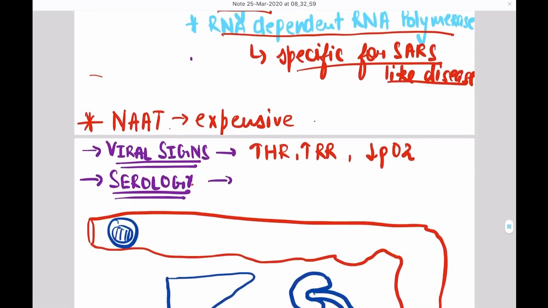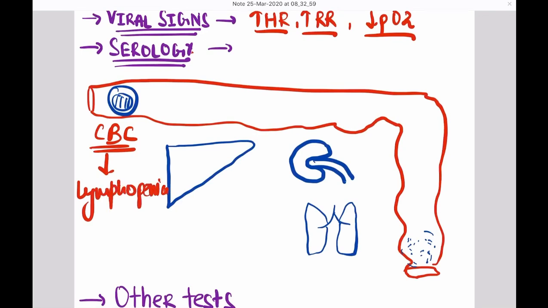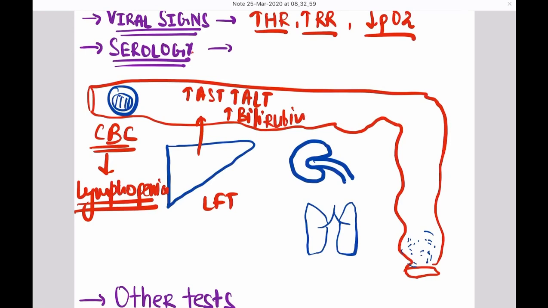The vital signs are the increased heart rate, increased respiratory rate, and decreased PO2. The serological signs: after doing the CBC, we find that the patient is suffering from lymphopenia. It also affects the liver. So in the liver, when we do the LFT test, there is increase in AST, increase in ALT, and increased bilirubin in the plasma. Due to hypoperfusion of the kidney, there is increased BUN and increased creatinine in the plasma.